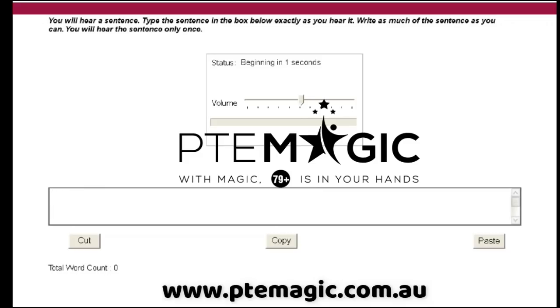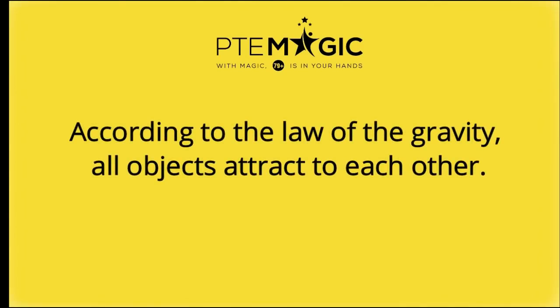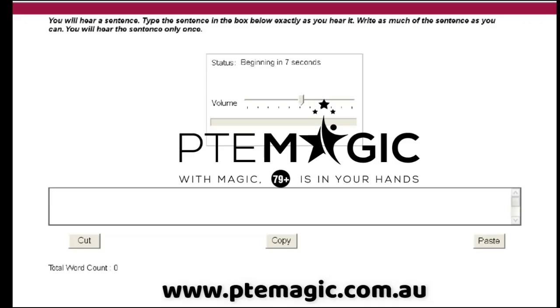According to the law of gravity, all objects attract to each other.